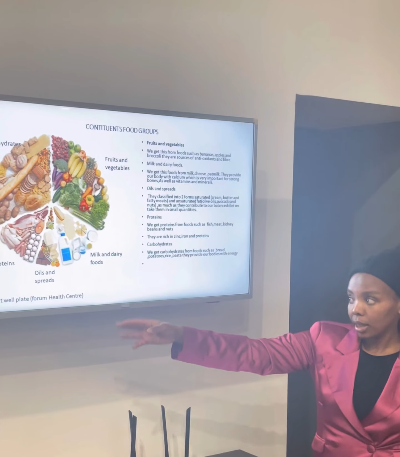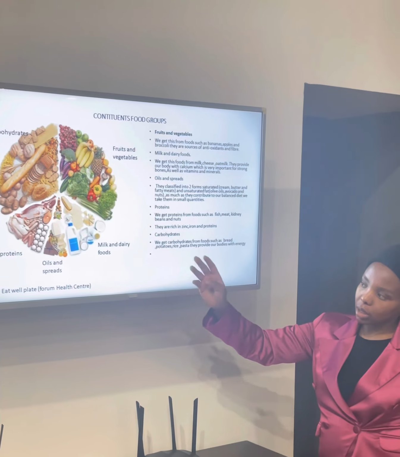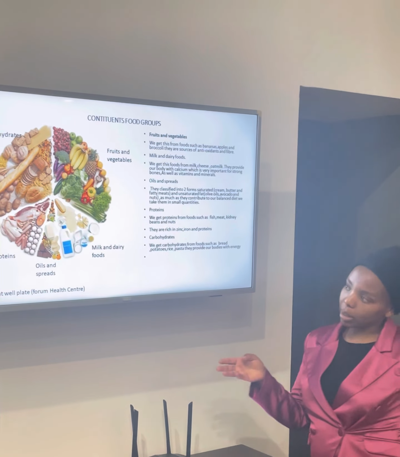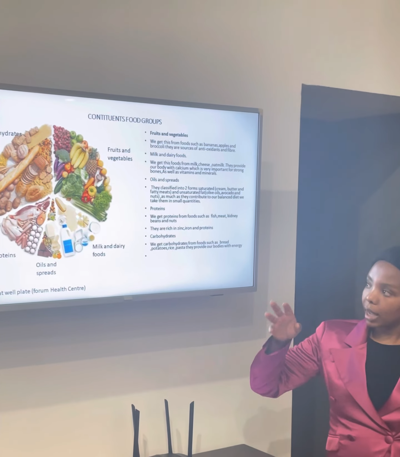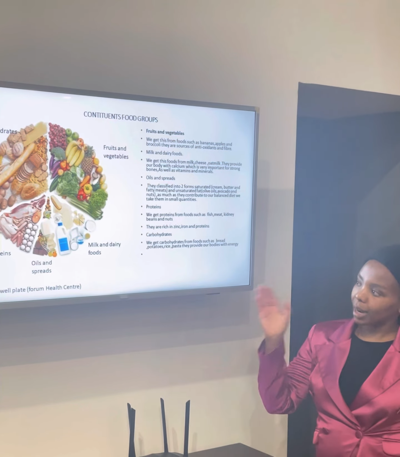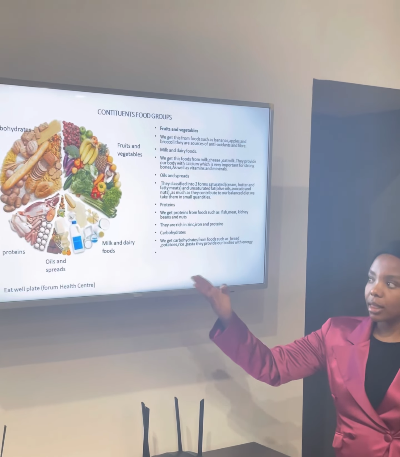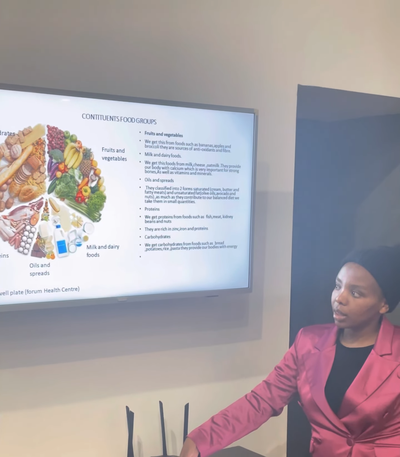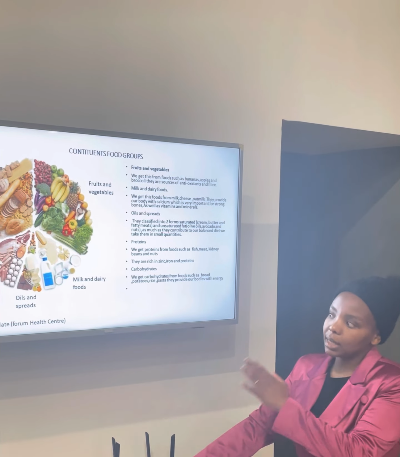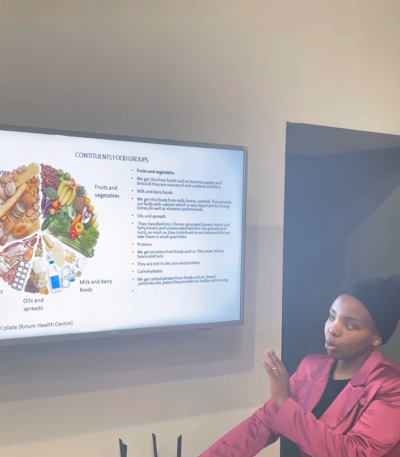Then we have oils and spreads, which come in two forms, unsaturated and saturated. Saturated examples are like cream, butter and fatty meats, and then unsaturated are from nuts, olive oils, etc. In this form, they contribute to our daily diet or balanced diet, but are not taken in large quantities.